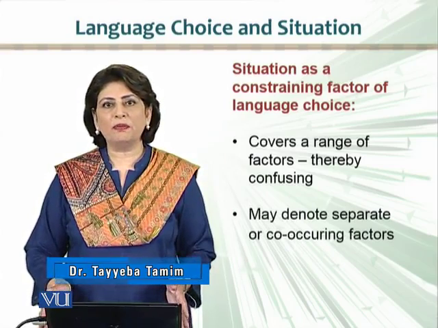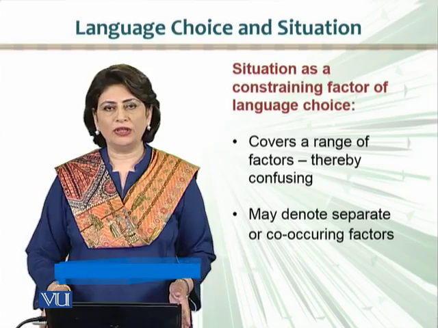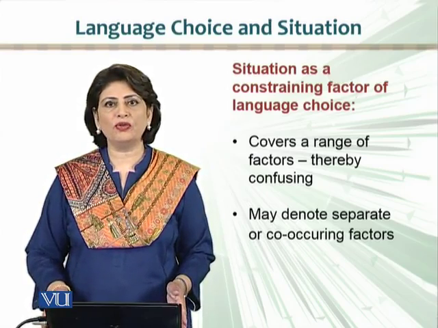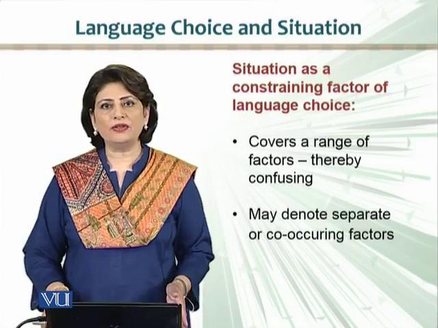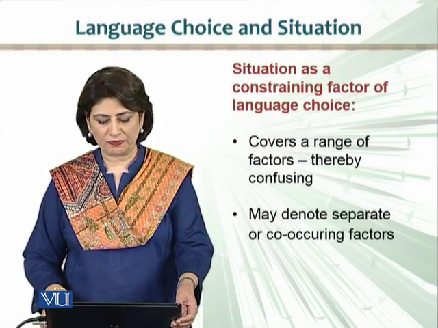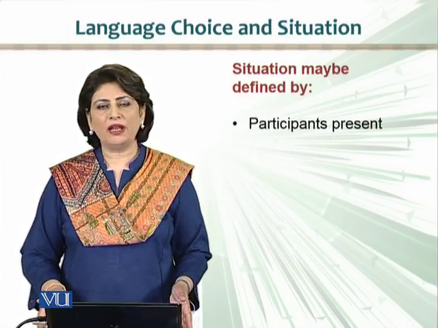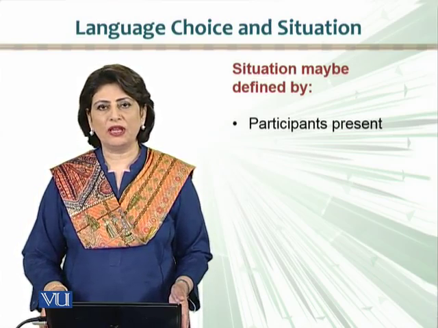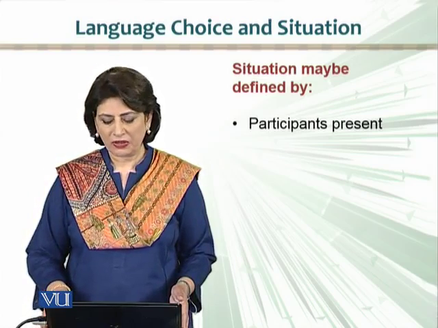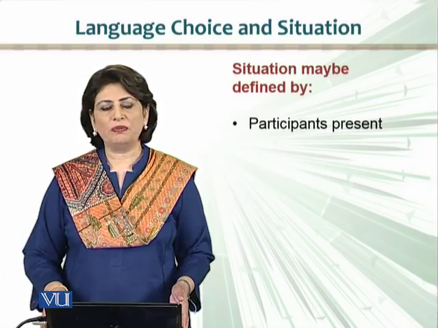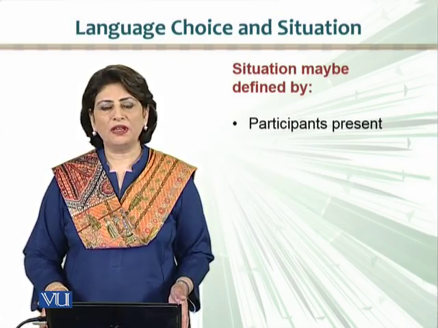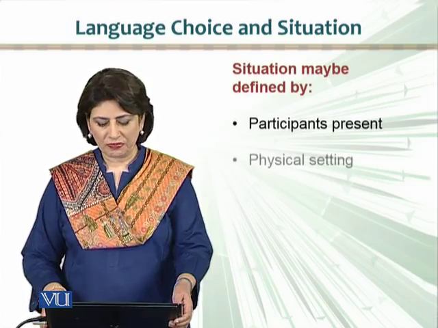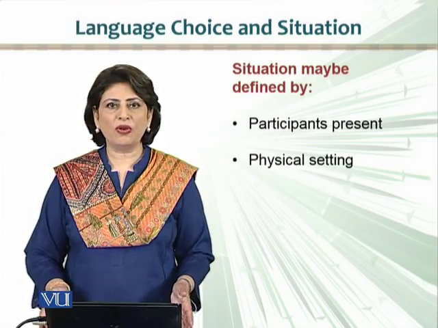This is because it might refer to certain factors that are out there, not only being there individually and affecting language choice, but also occurring together and constraining language choices of individuals. So, how can we define a situation, and what are the factors that might make up a situation that might in turn affect language choice? A situation might be defined by who the participants were, who was present there, what was the number of people, what was the relationship of those participants with each other, what was the physical setting, where was it all happening.